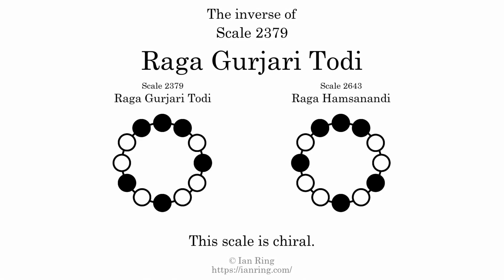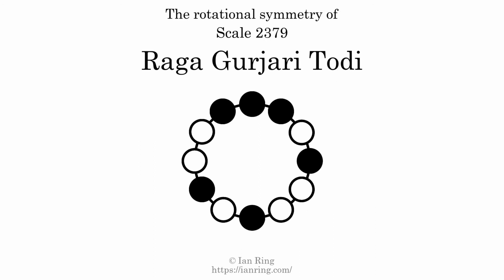The inverse of a scale is a mirror image. It is what you get when the sequence of intervals is reversed. The inverse of this scale is scale 2643, also known as Raga Gurjari. This scale is chiral. It cannot transform into its inverse by rotational transformation. This scale has no rotational symmetry.